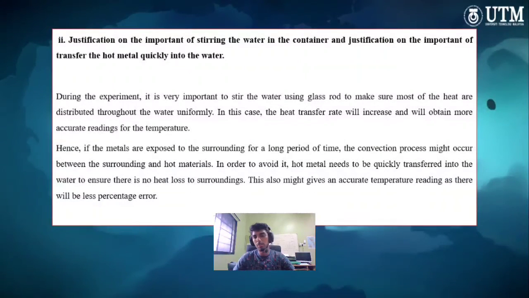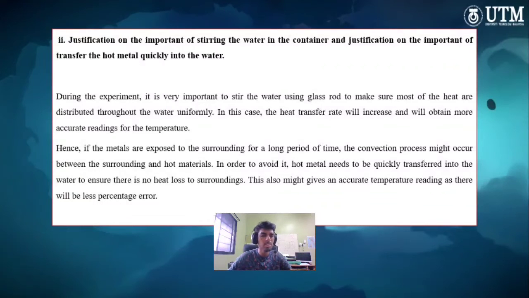And then for the last part, which is the justification on the importance of stirring the water in the container, and also the importance of transfer of hot metal quickly into the water. During the experiment, it is very important to stir the water using a glass rod to make sure most of the heat is distributed throughout the water uniformly. In this case, the heat transfer rate will increase and we will obtain a more accurate reading for the temperature.